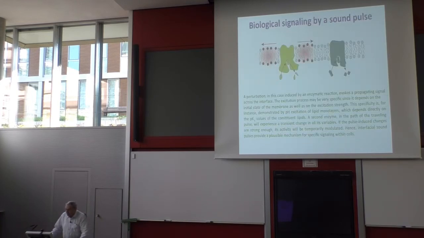And Matthias suggested this actually could be a method of signal transmission within a cell, which would not be diffusion controlled. We could actually get a wave like this, which could transfer a signal from one protein or one protein complex to another within the bilayers. This would be a very rapid signaling mechanism, much, much faster than the diffusion of second messengers from one complex to another.